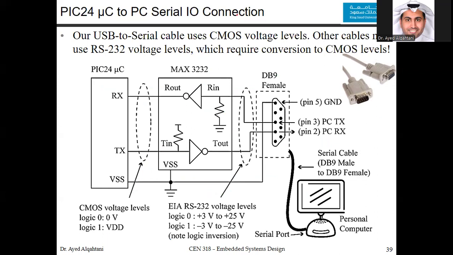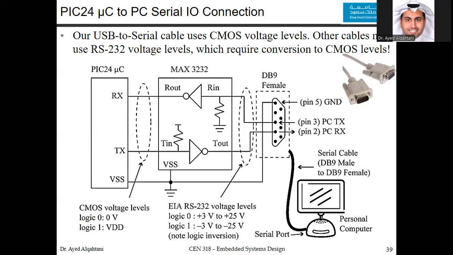Just know that sometimes there are differences in the voltage or the voltage ranges, so be aware of this. Our USB to serial cable uses CMOS voltage levels. The other cable may use the RS-232 voltage levels. So we have two different voltage levels. The CMOS voltage levels, which is this one, logic 0 for 0 volts, logic 1 for VDD. And this is done in PIC24. So logic 0 would be 0 volt, the logic 1 would be about 3.3 volts. That's how we know it in the microcontroller.